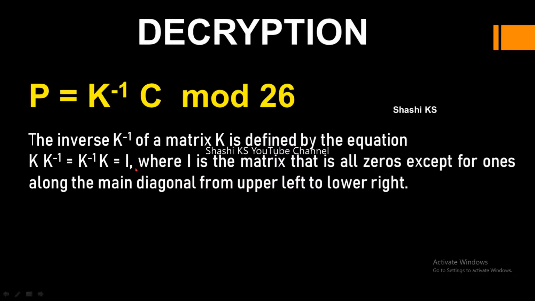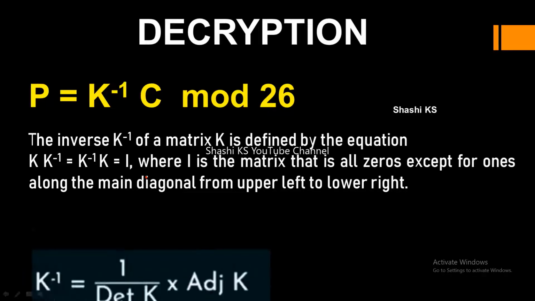Identity matrix is nothing but a matrix which contains all zeros except for the main diagonal which contains all ones. Except the main diagonal which contains ones, all other elements will be zero in an identity matrix. So if you multiply the matrix K with its inverse, you should get the identity matrix. Such a type of matrix is called the inverse of a matrix.